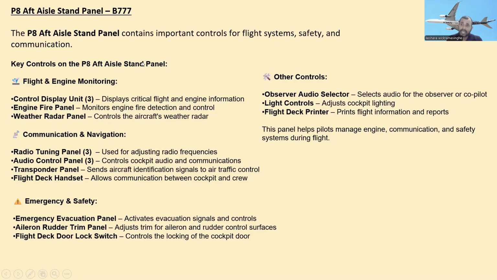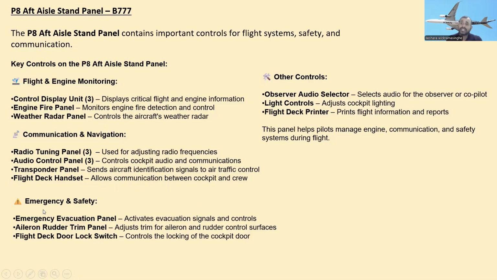Under communication and navigation, they have the radio tuning panel, audio control panel, transponder panel, and flight deck handset. The radio tuning panel is used to adjust radio frequencies, the audio control panel controls cockpit audio and communication, the transponder panel sends aircraft identification signals to air traffic control, and the flight deck handset allows communication between cockpit and crew.